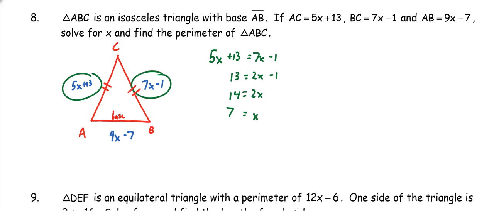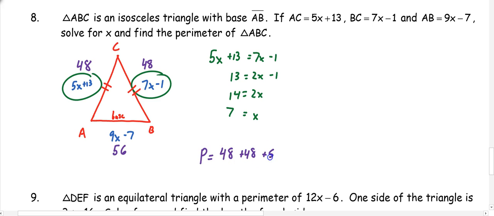I also need to find the perimeter. So I'm going to substitute 7 into all three sides. So 5 times 7 plus 13 is 48. 7 times 7 minus 1 is 48, which should make sense because my legs are congruent. And 9 times 7 minus 7 is 56. So my perimeter, I have to add up all of the sides, 48 plus 48 plus 56. And I get a perimeter of 152.